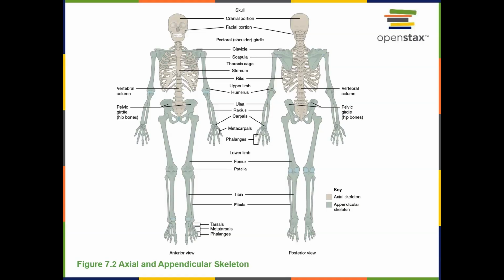And then the bluish green color in the illustration is used to show the appendicular skeleton, which is located in the limbs, and also the girdles which attach the limbs to the axial skeleton. For example, the pectoral girdle attaches the upper limb, and the pelvic girdle attaches the lower limb. There are 126 bones in the appendicular skeleton.